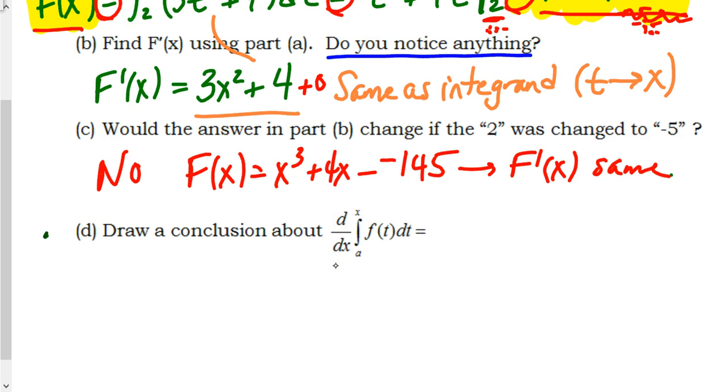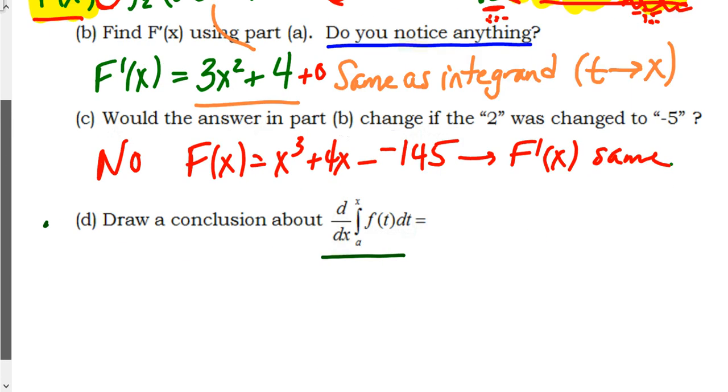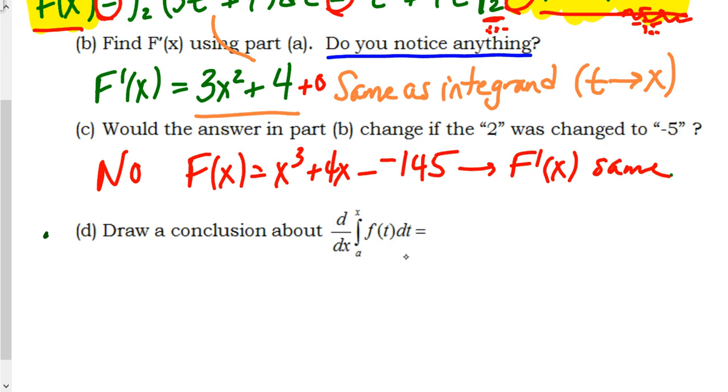Okay, so draw a conclusion about that. Well, this is like what I started with, at the way beginning-ish. Well, at least part of it is. I shouldn't say all of that is. The part that's like what I started with is this. I had an integral, it had a dummy variable of t, I had bounds that were a constant, that's the a, and an x at the top.